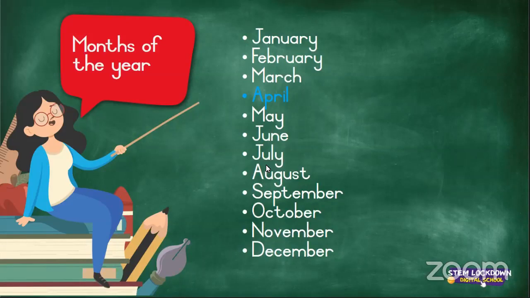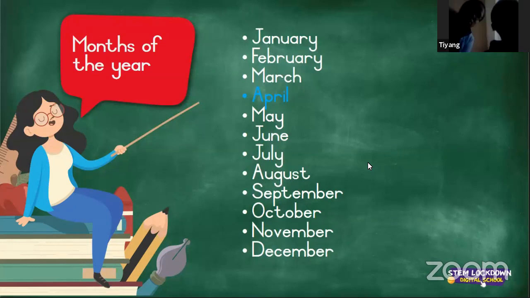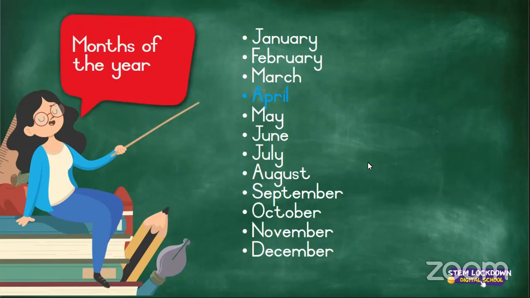Do you know what month we are in now? Raise your hand if you know what month we are in at the moment. What month are we in now? April. Selexo? What month are we in? April. April. Very good. Well done. All right, grade ones, let's move on.